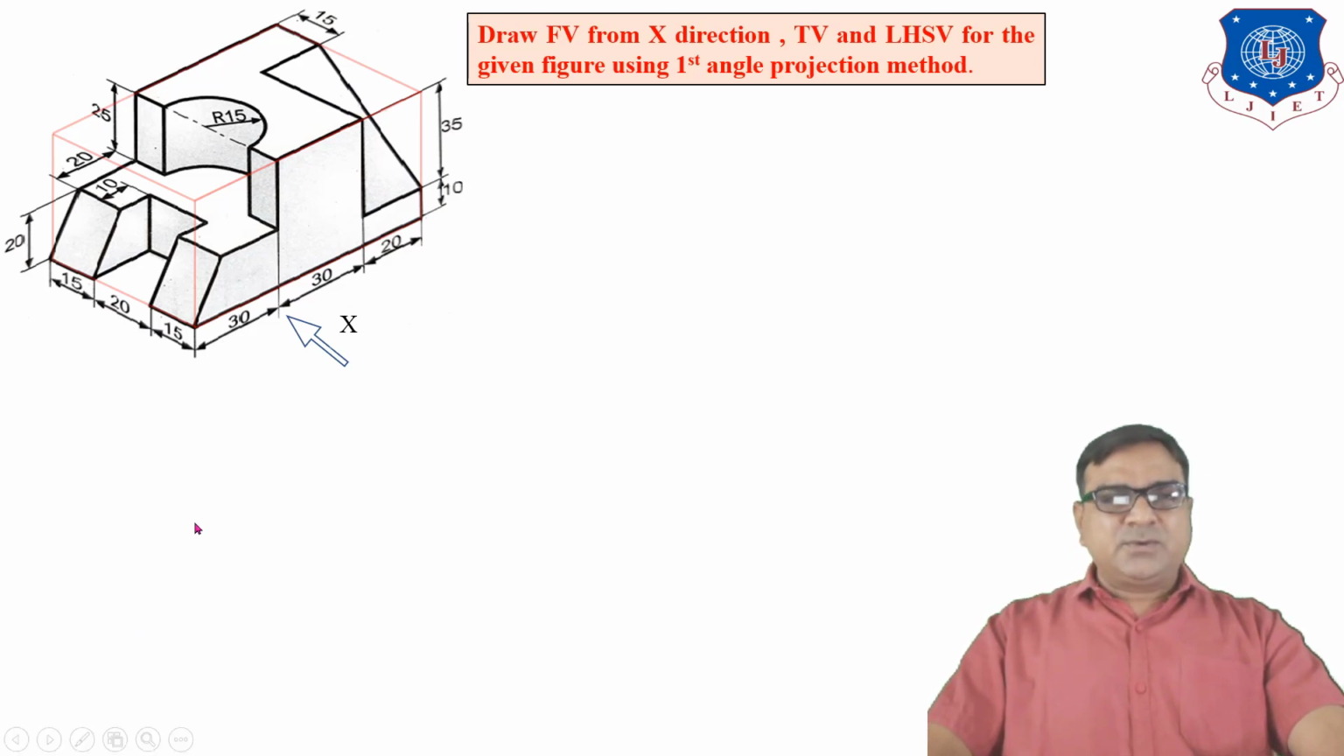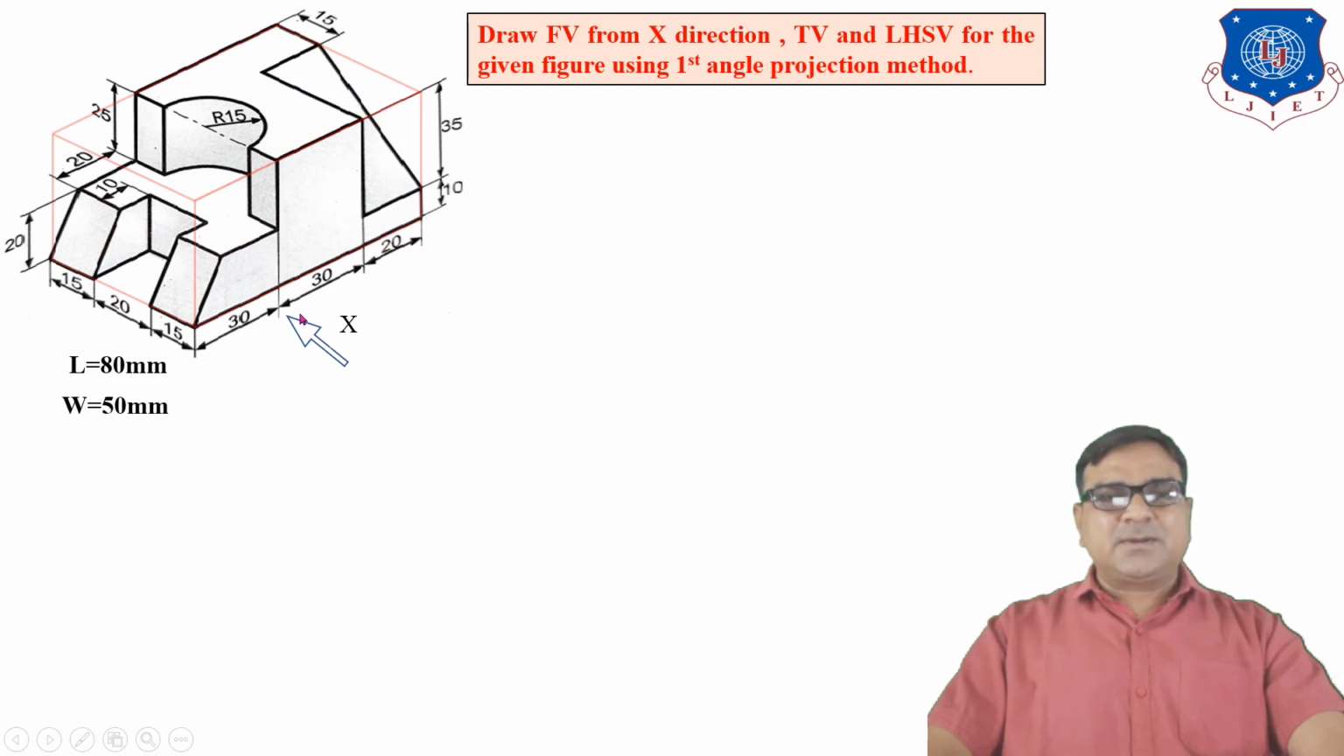Now first of all we have to observe the object and find out the overall length, width and height of the object. So here, from this point to this point, overall length is 30 plus 30 plus 20, so 80 mm length. What is width? This line represents width, so 15 plus 20 plus 50... so 30 plus 20 means 50 mm is the width.